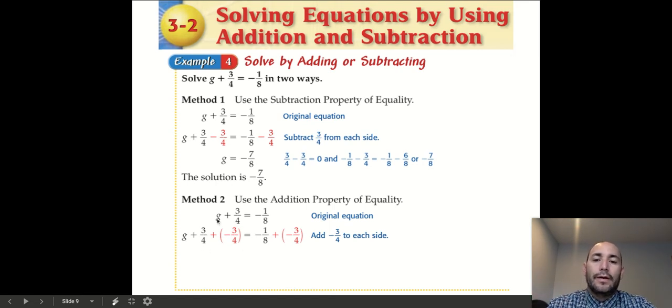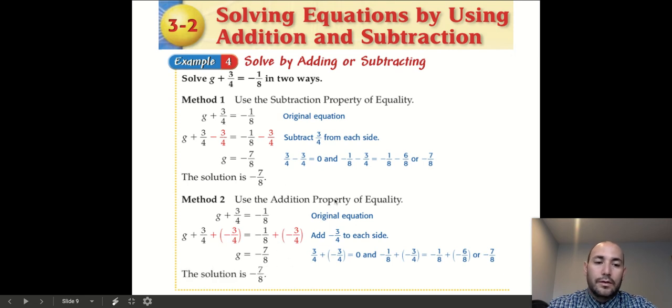Okay. So again, I added -3/4 to each side, and +3/4 plus -3/4 makes 0. So it leaves me with just the G, and -1/8 plus -3/4, again adding the two fractions with common denominators, gives me -7/8. I should get the same answer for both problems. So whether you're adding or subtracting, as long as you're making sure to isolate the variable by zeroing out the value next to it, you should get to the same answer either way.